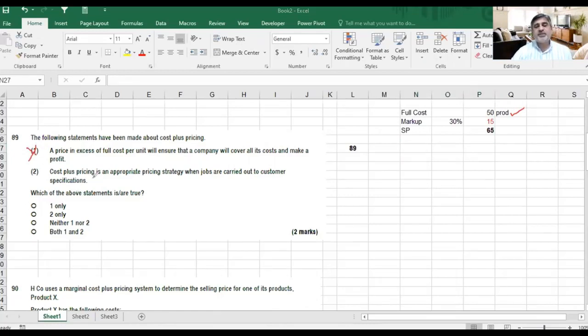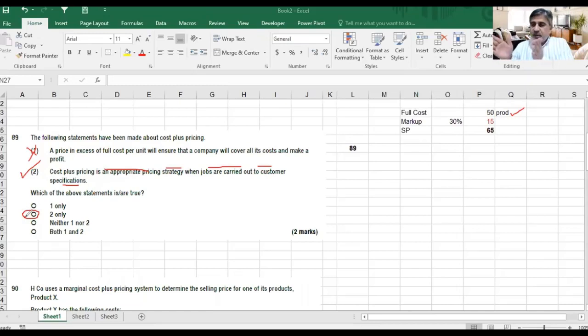Second, it says cost plus pricing is an appropriate pricing strategy when jobs are carried out to the customer specifications. Yeah, this is true. So two only. It is appropriate when you carry out some jobs or orders on the request of a customer.